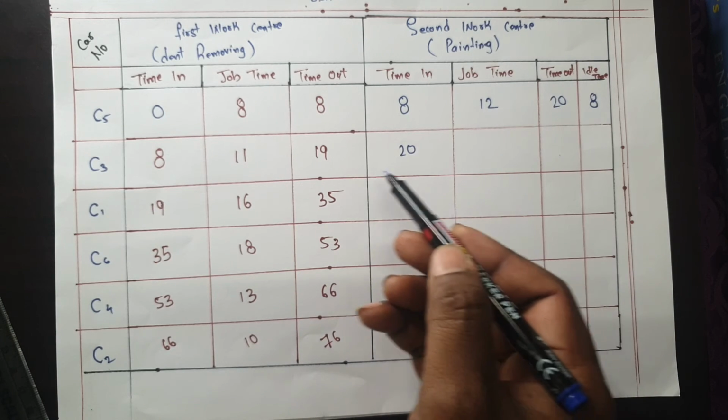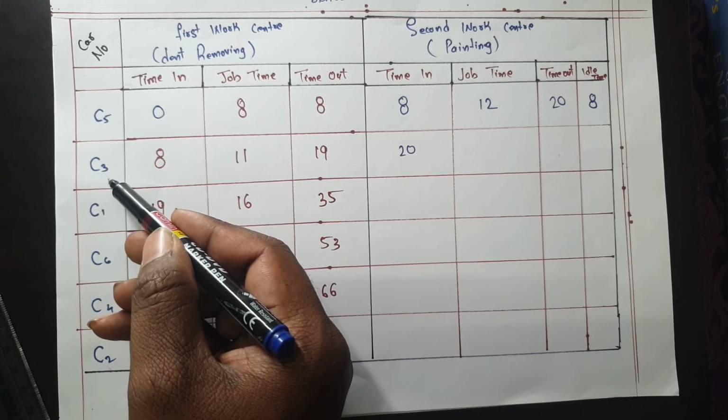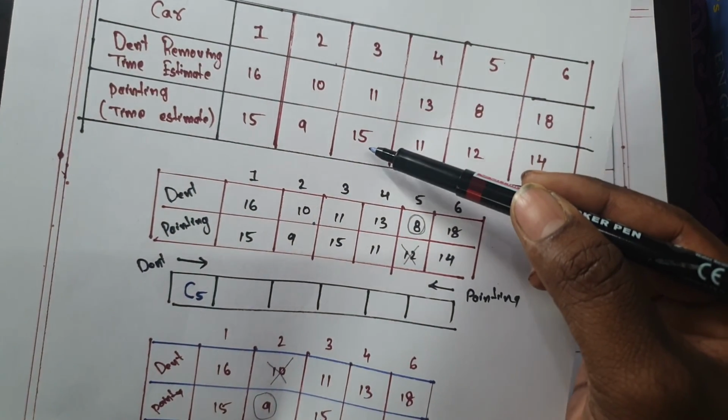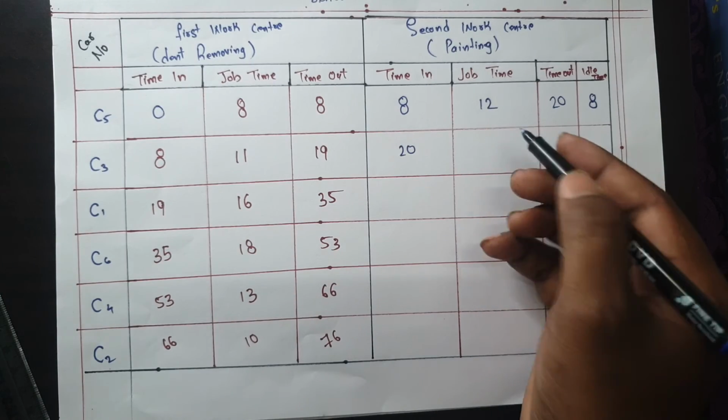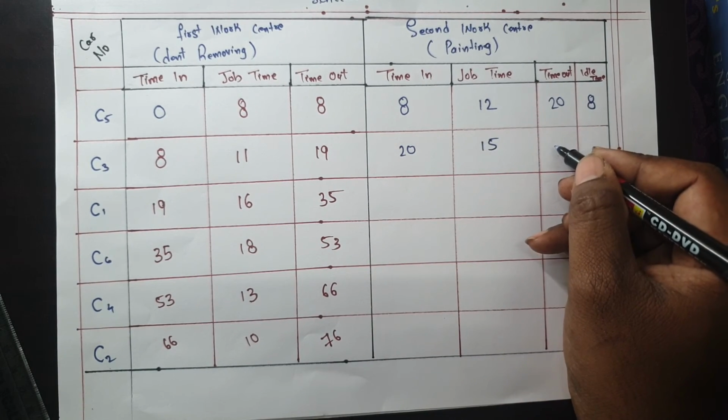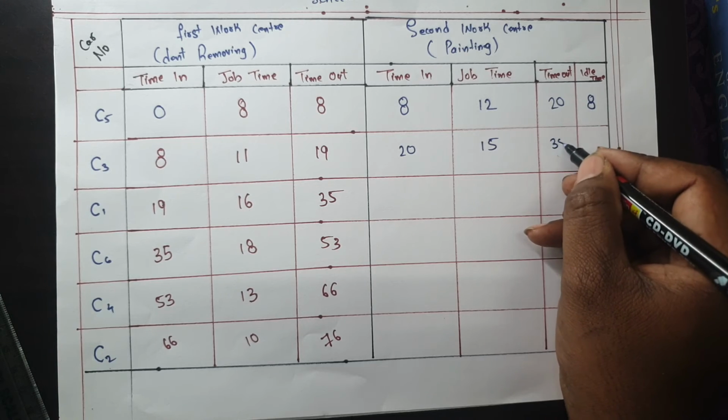Then again you have to check the sequence. What is the sequence? C3, car 3, for car 3, second operation. What is the value? 15. So, write down here 15. If you add this one, how much you will get? 35.